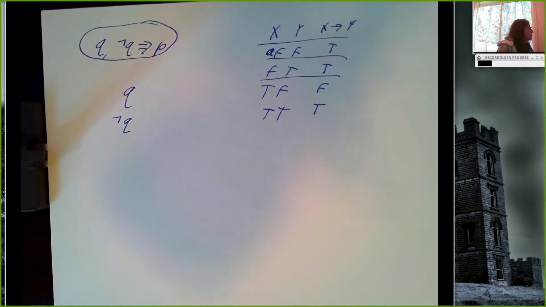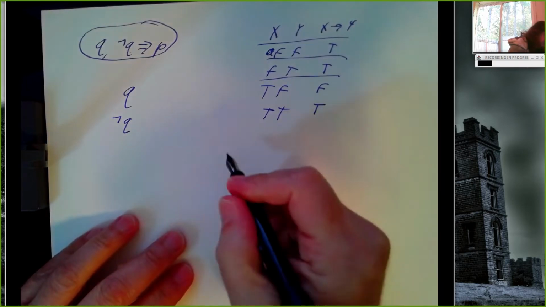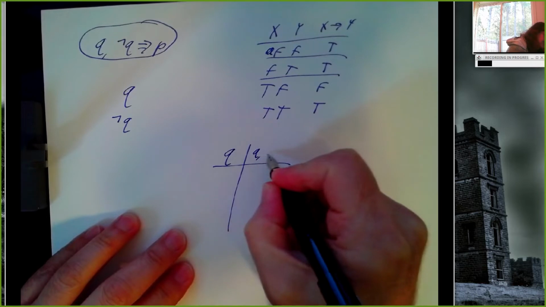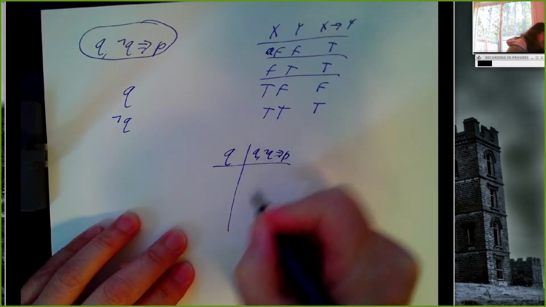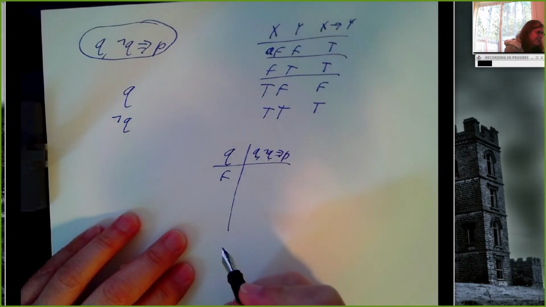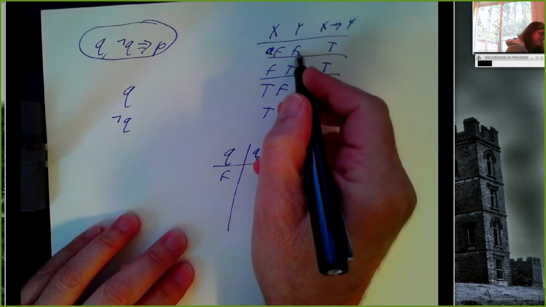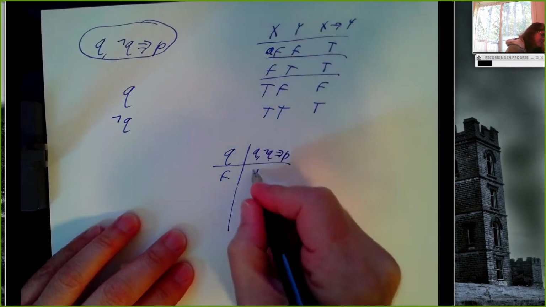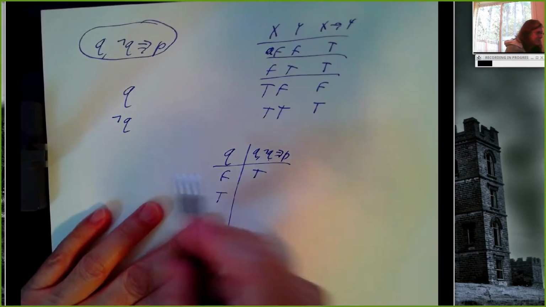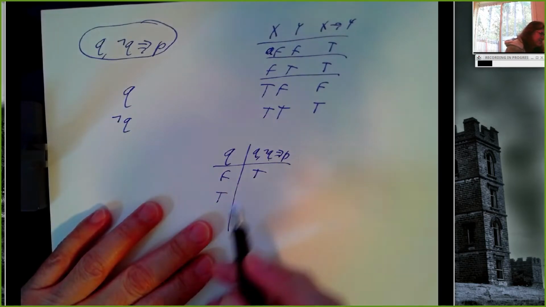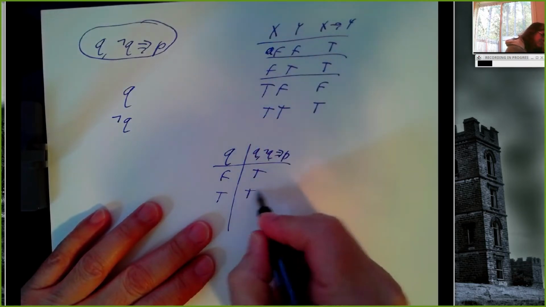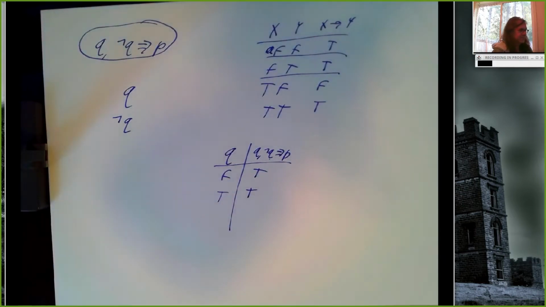But for the homework question, since you're doing a truth table, there's a Q, and then there's Q and not Q implies P. If Q is false, Q and not Q is false, and false implies, it doesn't matter if P is true or false, that's going to be true. And if Q is true, then Q and not Q will be false, because they can't both be true. And if Q and not Q is false, it doesn't matter whether P is false or true. The conditional is still going to be true. So there's the truth table.